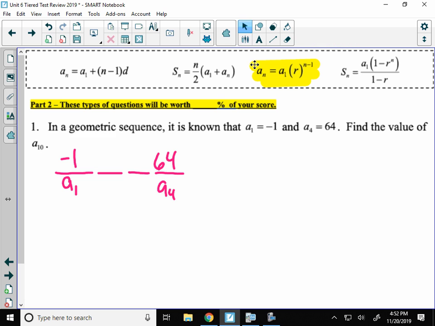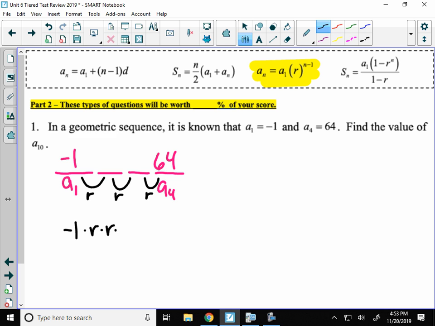And the way I like to do this is almost like what we did with arithmetic back in part 1, number 3 and 4. I'm going to start at number 1. Now here I'm going to multiply by r, by r, by r. Multiplying by r, by r, by r is r times r times r, and that's r cubed. So I'm going to rewrite this as -1 r cubed equals 64.